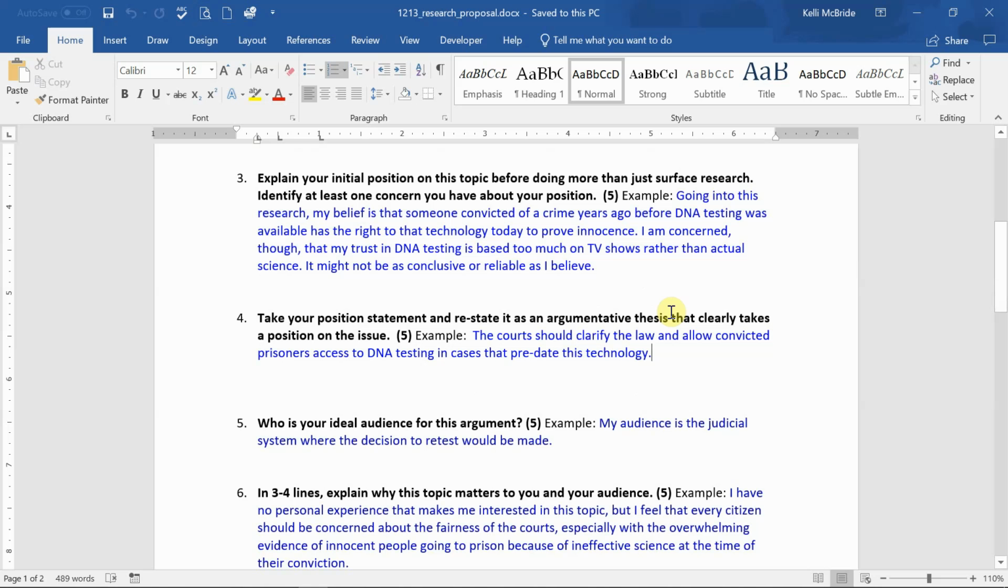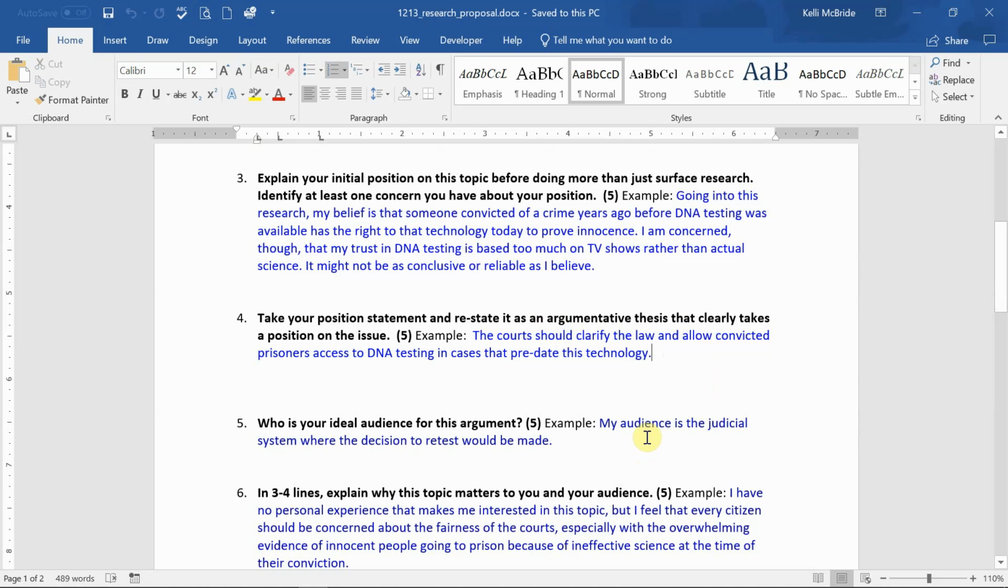So again, remember, for a thesis, we have to have a subject and an attitude. You actually have to take a position. So you need to have chosen something that is arguable or debatable, all right? So again, if you don't have a clear position that's argumentative, then you could lose points for that.